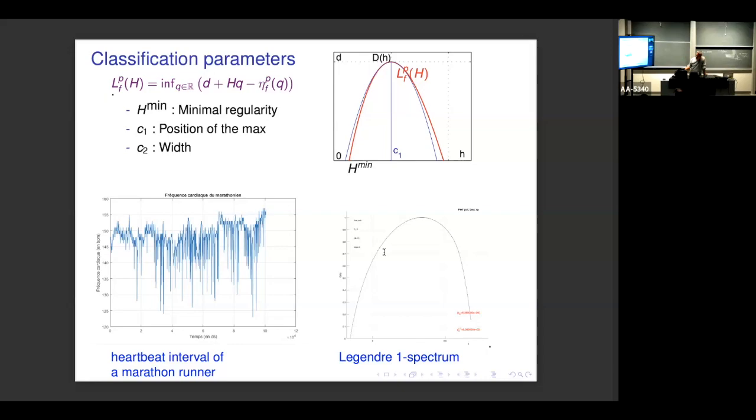So for p equal one, we use p-leaders, because you cannot model this data by locally bounded functions. Well, it's kind of clear if you look at it. It doesn't look like a bounded function.